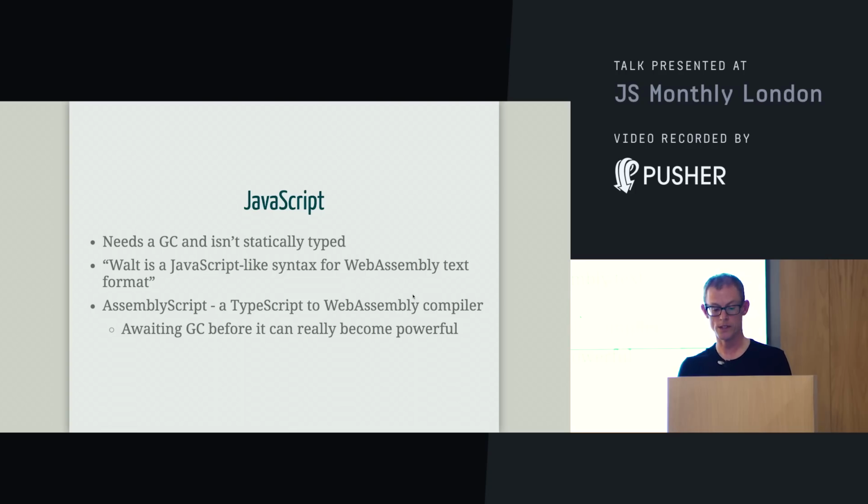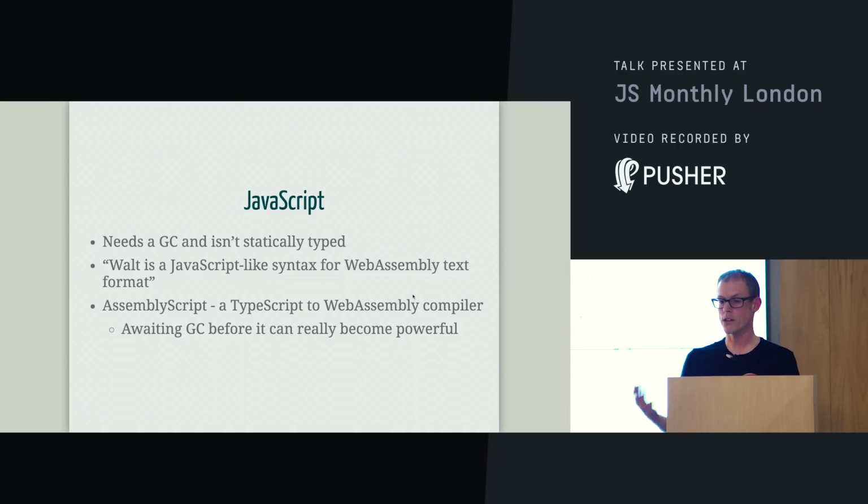First is called Walt, which is a JavaScript-like syntax for WebAssembly. So what they've done is they've taken that text-based format which I've shown you and tried to map it as closely as possible to JavaScript. So it's a thin veneer on top of the WebAssembly text format. The other one that I've actually had a bit of a go with is AssemblyScript.